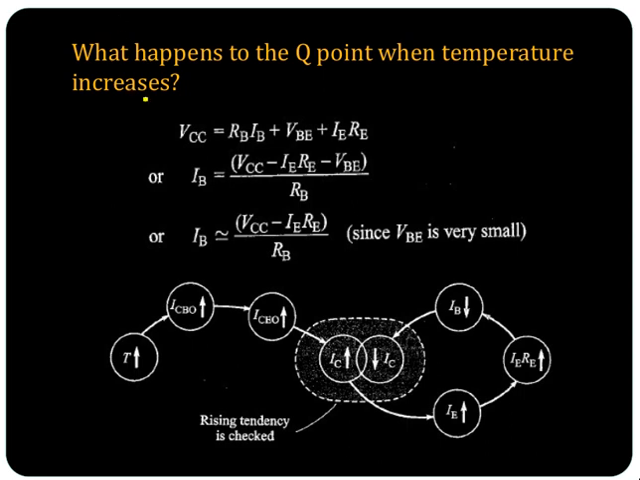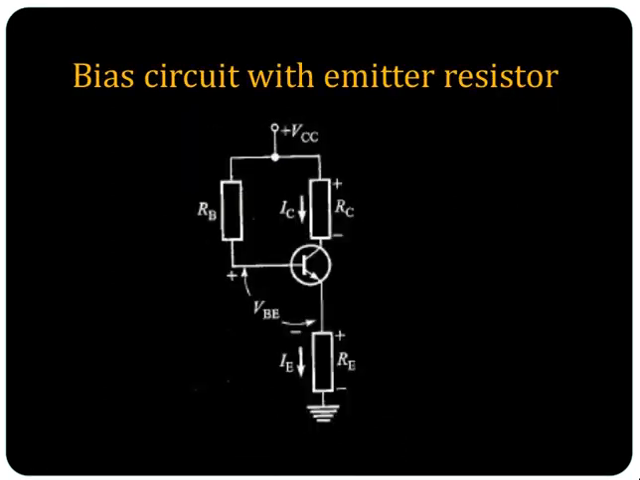Now what happens with this arrangement when temperature increases? What will happen to the operating point, or what will happen to IC and VCE? Okay, we have to fix the operating point. So this operating point coordinates are IC and VCE. Now here you can see the loop equation for the input section, that is to the base emitter side. You see VCC equal to IBRB plus VBE plus IERE. It is evident from this diagram.